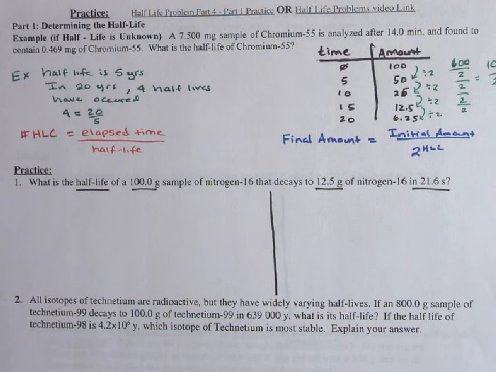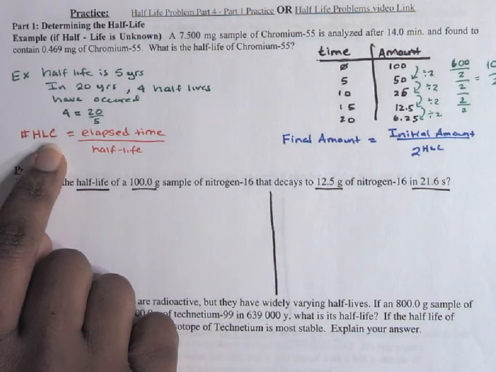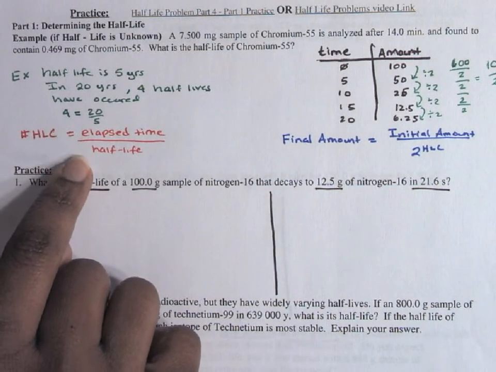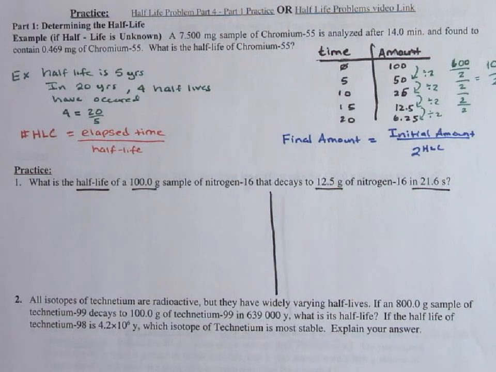So before we begin, I want to go over these equations with you. There are 2 equations that we need to know for Half-Life problems. The first one is the number of Half-Life cycles, that's what HLC stands for, is equal to the elapsed time divided by the half-life. Now, when we say the number of half-life cycles, what we're saying is we're counting the number of half-lives. So, for example, if you have a radioactive isotope with a half-life of 5 years, in 20 years, 4 half-lives would have occurred or passed.